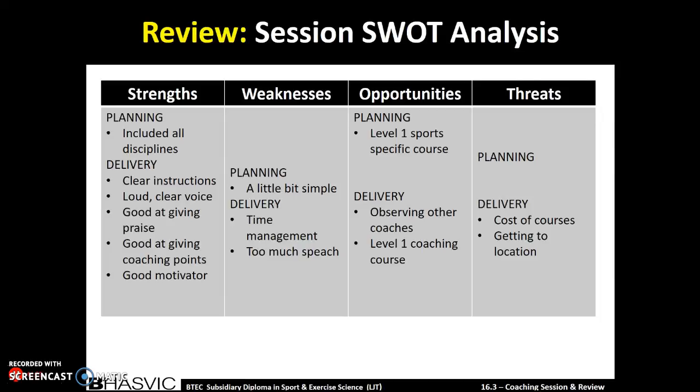Therefore, the third threat might be that I need to allow enough time to get to the venues to make sure that I make the most of the session. So I get there, do the session and get back. And unfortunately, this might make some of the opportunities unavailable for me.